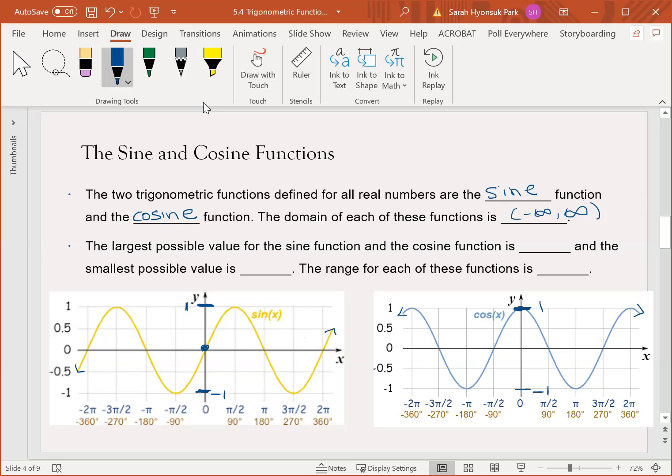-1. So the largest possible value for the sine function and the cosine function is 1. And the smallest value is -1. And the range, so therefore, is bracket -1 to 1. And we'll get more practice on the domain, range, and graphing next week.